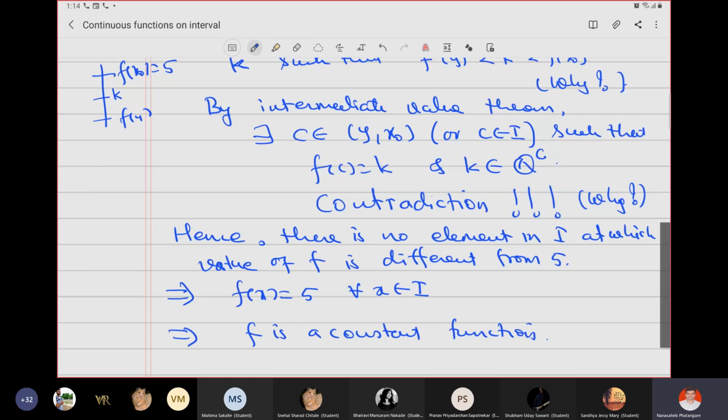That means if the function is continuous and if it takes only rational values, then it must be a constant function. No choice. Constant. Then by the intermediate value theorem, being continuous, it will fill up everything in between. That means it will fill up irrationals also, which is not possible. That means the function must be constant.